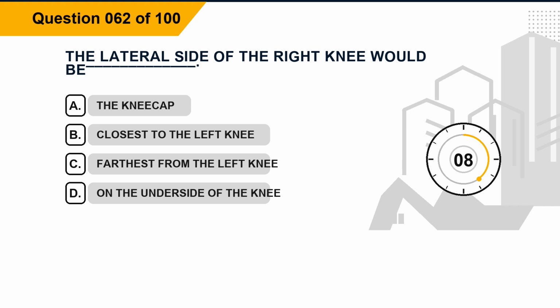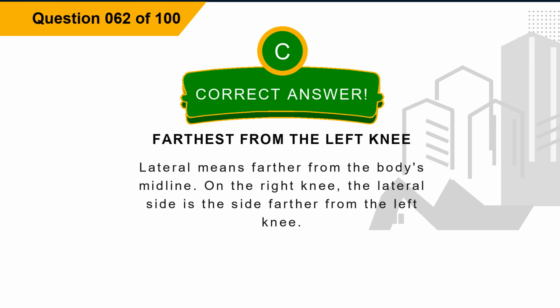Option A, the kneecap. Option B, closest to the left knee. Option C, farthest from the left knee. Option D, on the underside of the knee. The correct answer is option C, farthest from the left knee. Explanation. Lateral means farther from the body's midline. On the right knee, the lateral side is the side farther from the left knee.